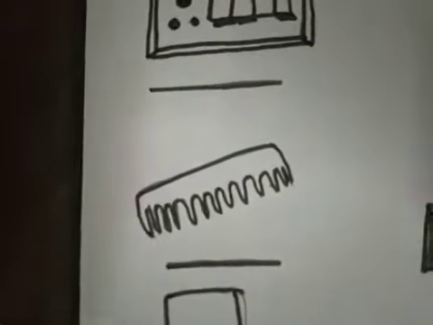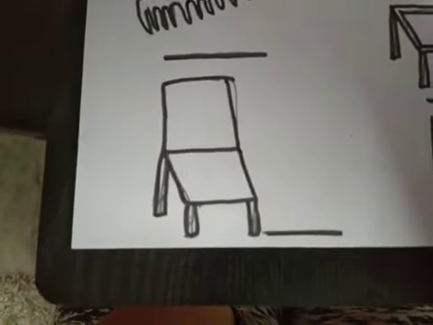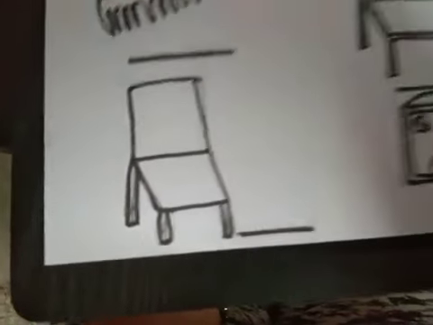This you can easily recognize. Even a small child can recognize this picture. This is a comb. C for comb. This one, T for table. This one, C for chair.